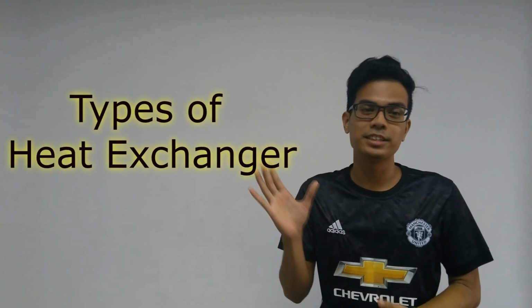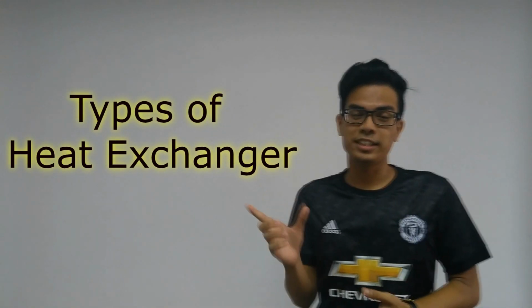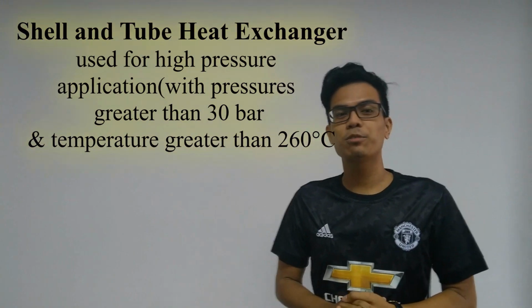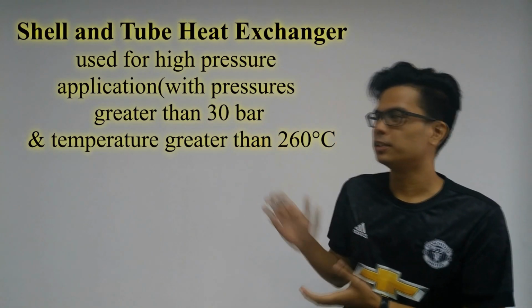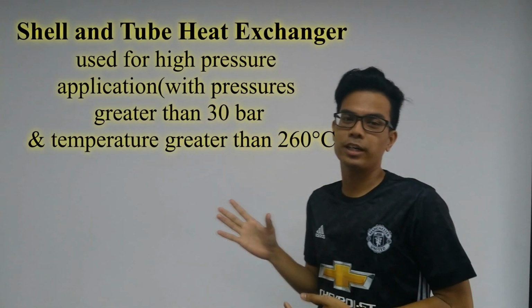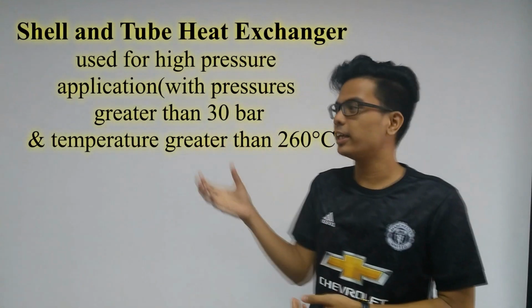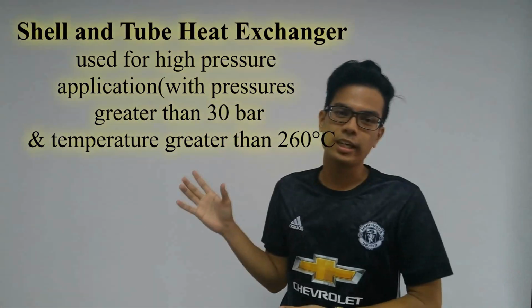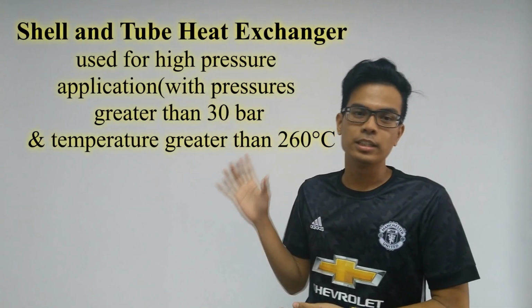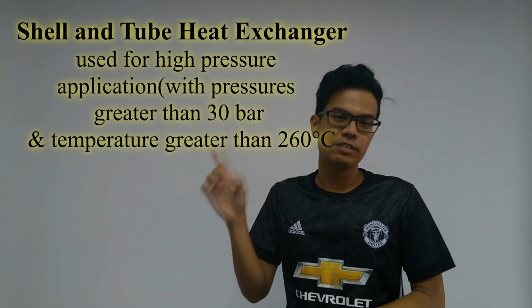I am going to explain to you about the types of heat exchanger. There are many types of heat exchanger. Firstly, shell and tube heat exchanger. This exchanger is used for high pressure applications with pressure greater than 30 bar and temperature greater than 260 degrees Celsius.